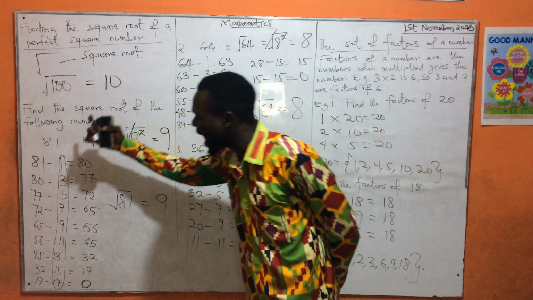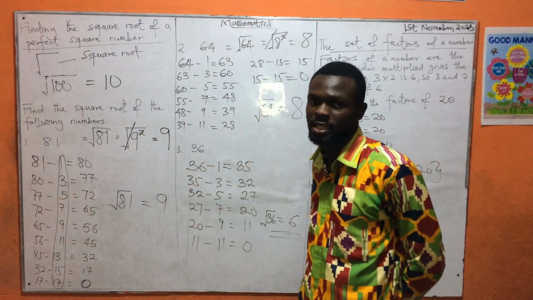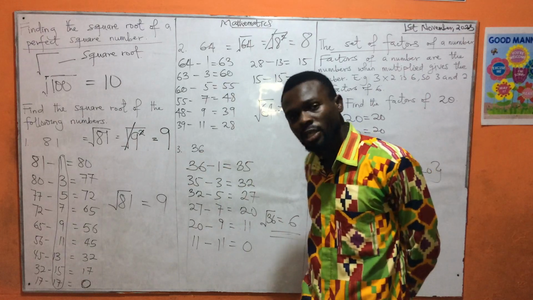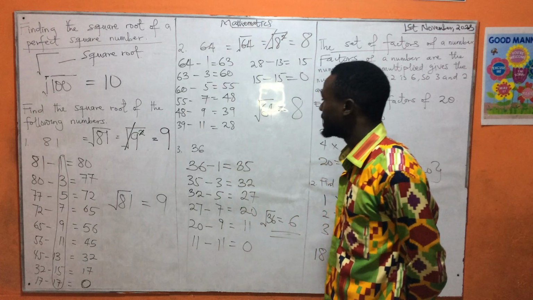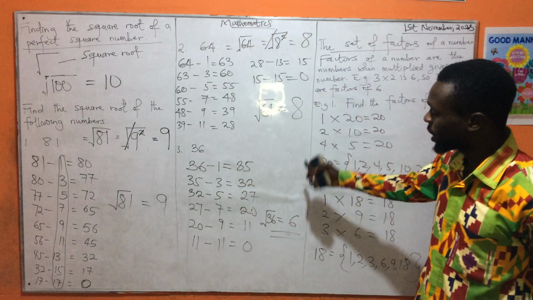And we also look at how to use the repeated subtraction method, using the odd numbers to find the square root of the number.